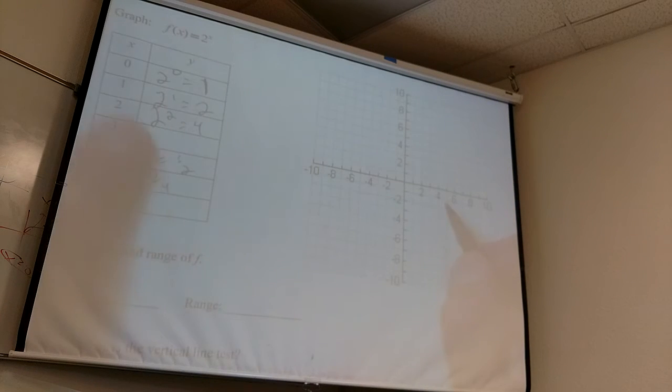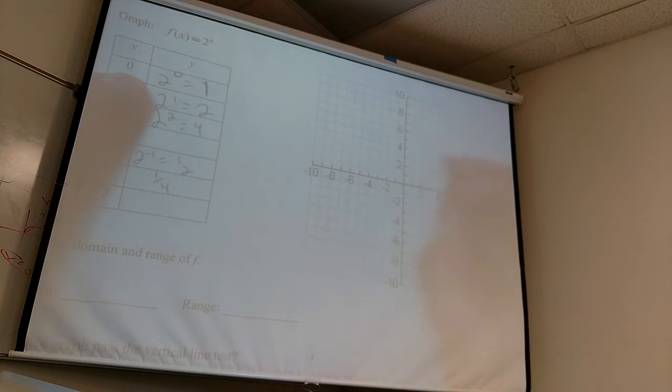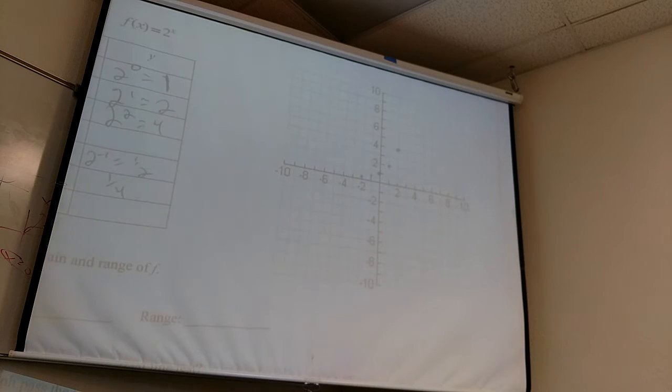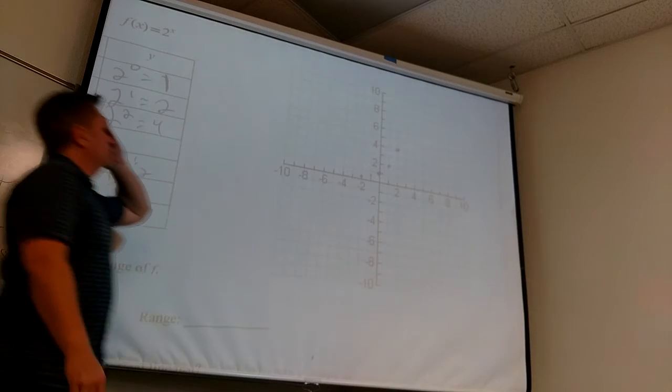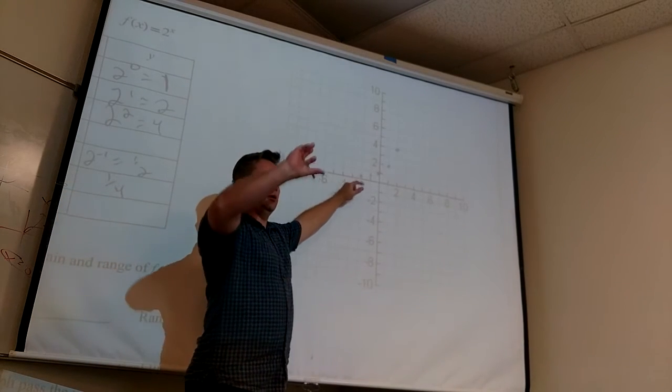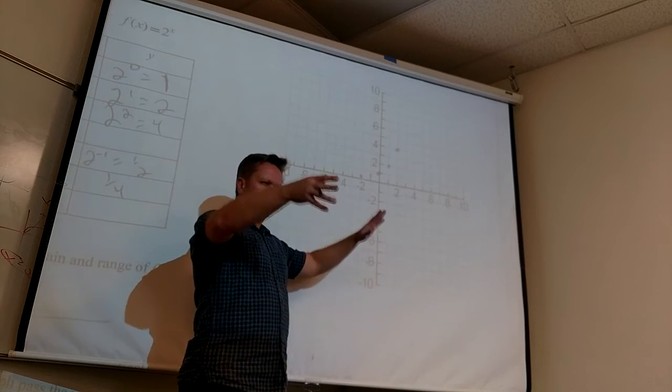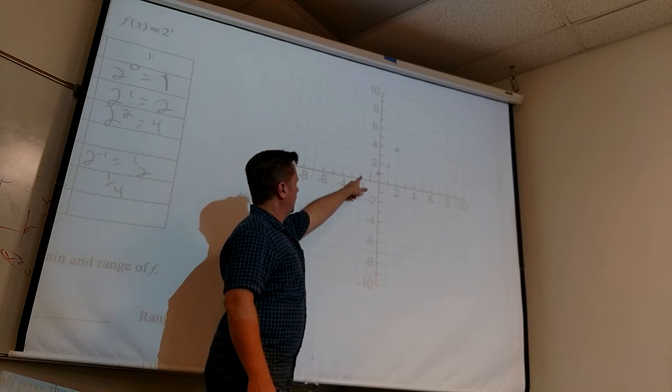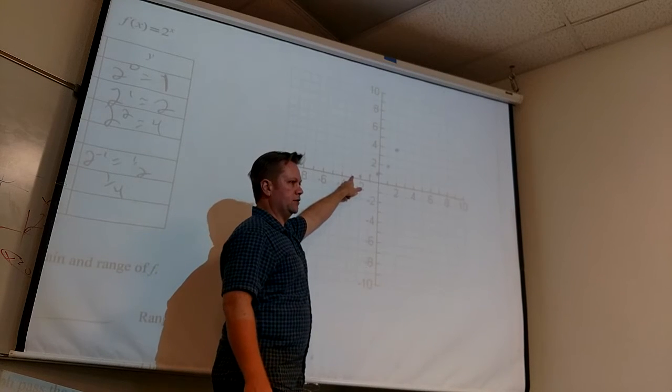So if we plot those points: 0, 1; 1, 2; 2, 4; negative 1, 1/2; negative 2, 1/4. Now here's the interesting question. What is 2 to the negative 3? It would be 1 over 2 cubed, 1 over 8. So 1 over 8 would be half as close to the x-axis.